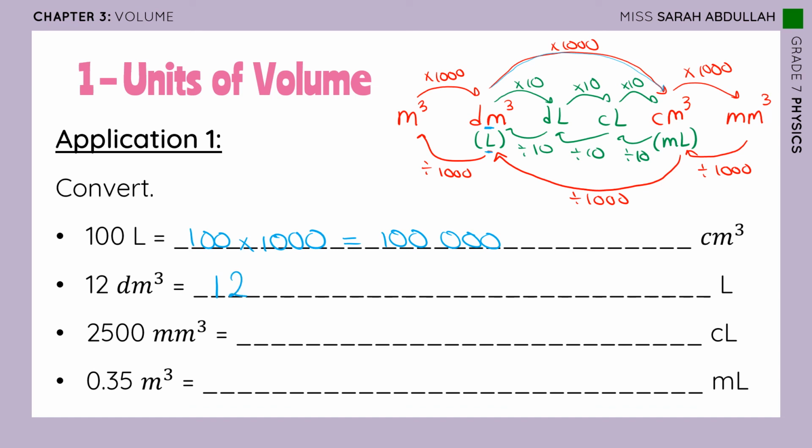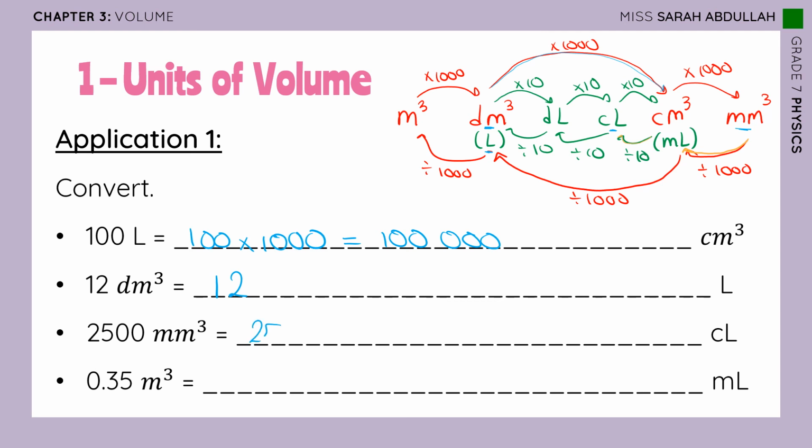Now we have 2,500 cubic millimeter. Okay, so 2,500 cubic millimeter, which is right here. I need to convert to centiliter. I need to go here. So let's see what I have to do. I'm going to use a yellow color. Okay, so I have to go one step, which is divided by 1,000, and I have to go another small step, which is divided by 10. So I need to divide by 1,000 first, and then I need to divide by 10.